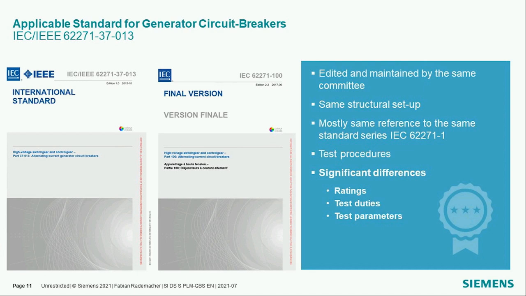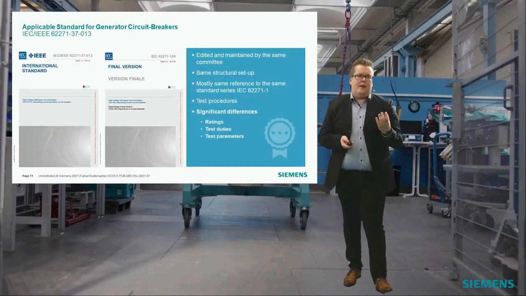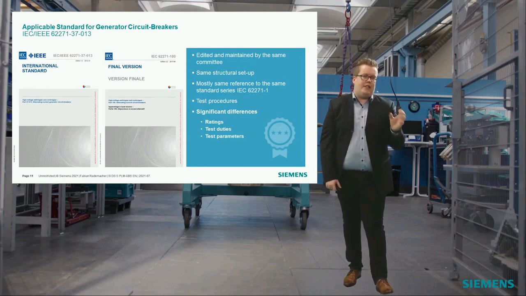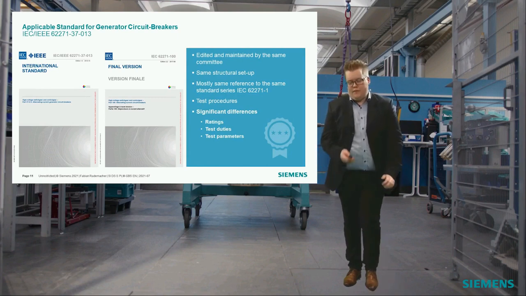62271-37-013. So it is actually the same structure setup. We have the same references, which is the 62271-1. But we have different test procedures, and we have significant differences in the ratings, in the test duties, and of course in the test parameters. Because, as we have seen, the requirements and the switching duties for generator circuit breakers are much more severe than for IEC circuit breakers. That's why we will only test our generator circuit breakers according to the IEC/IEEE standard.